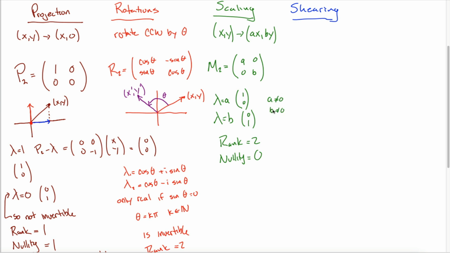Note that if either a or b equals 0, then we end up with the projection. So lambda equals 0 would be an eigenvalue, so the matrix would no longer be invertible. However, as long as a and b themselves are not equal to 0, the matrix is invertible.